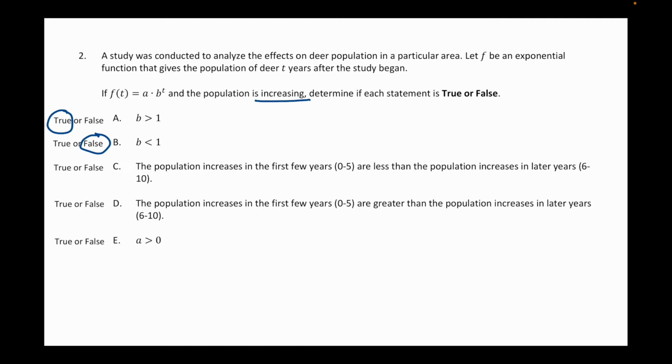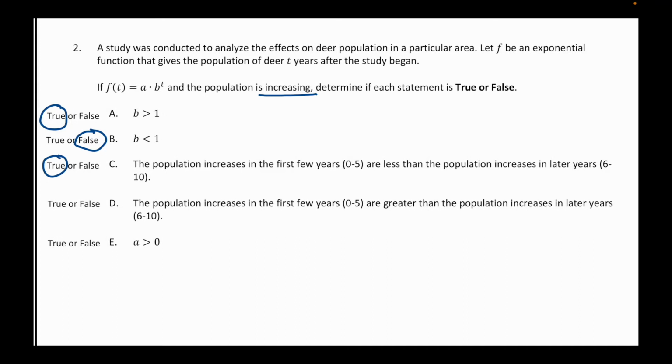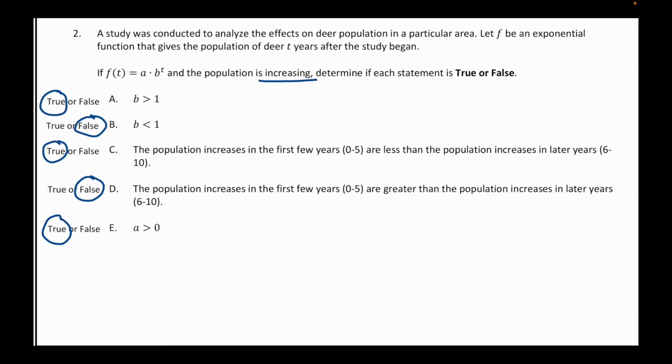Now, this is talking about the rate of change for C and D, that the increases in the first few years are less than the increases in later years. If we have exponential growth, we start slow and then eventually grow higher. So that seems to be true with this one. That would follow that pattern. So if that's true, and I'll erase my little sketch, then the population's increase for the first few years being greater than the later years is going to be false. And for this very last one, a does need to be greater than 0 because we cannot measure a deer population if they start with 0 and a was the initial value.